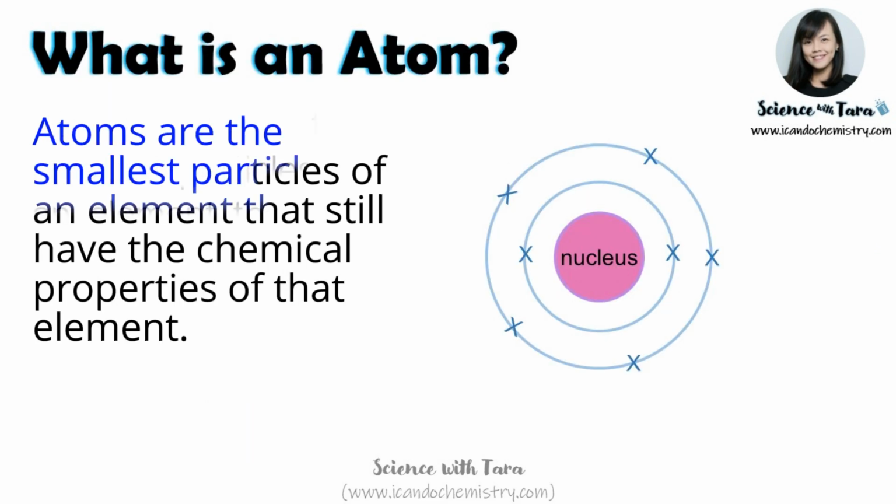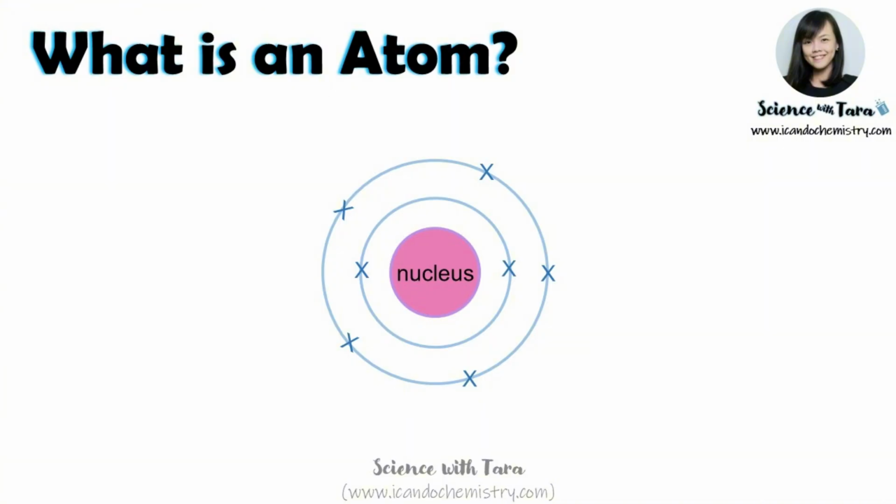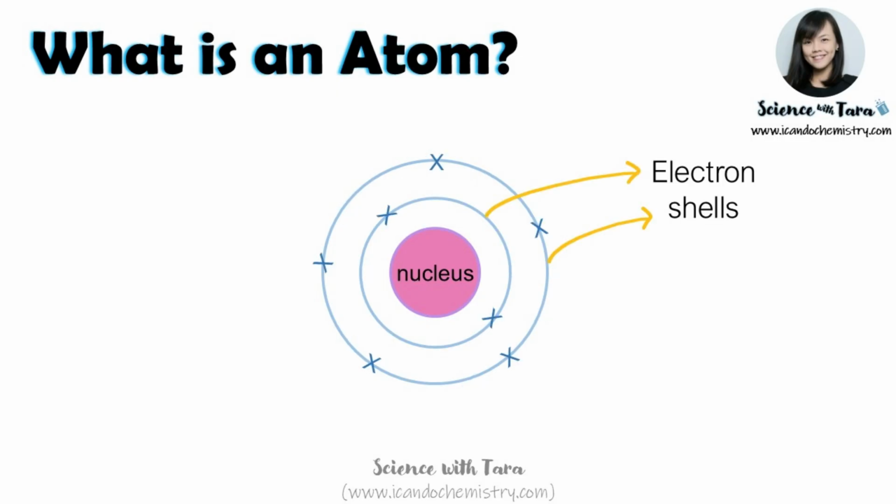Atoms are the smallest particle of an element that still have the chemical properties of that element. An atom has two main parts: a tiny but very dense center called the nucleus, and the electrons moving around the nucleus in electron shells.